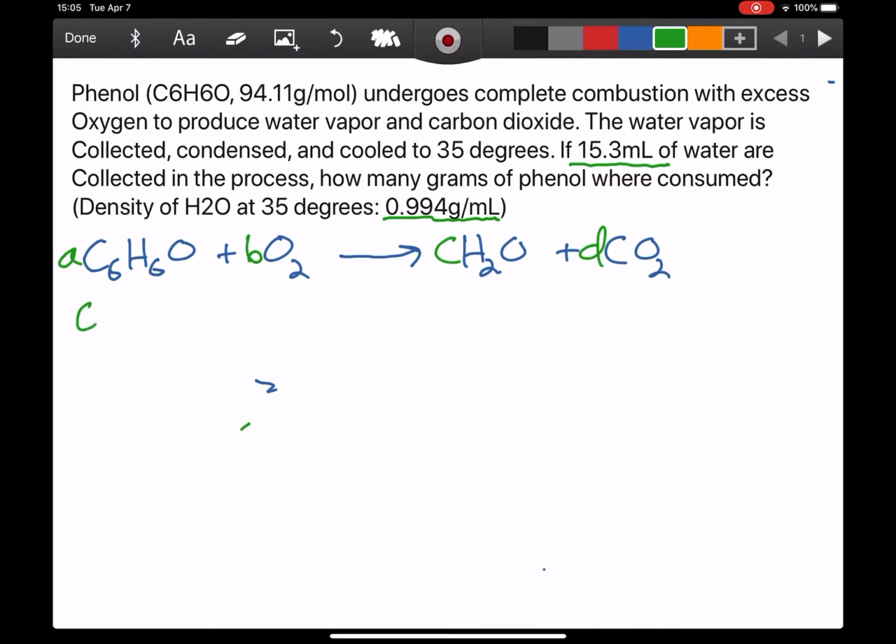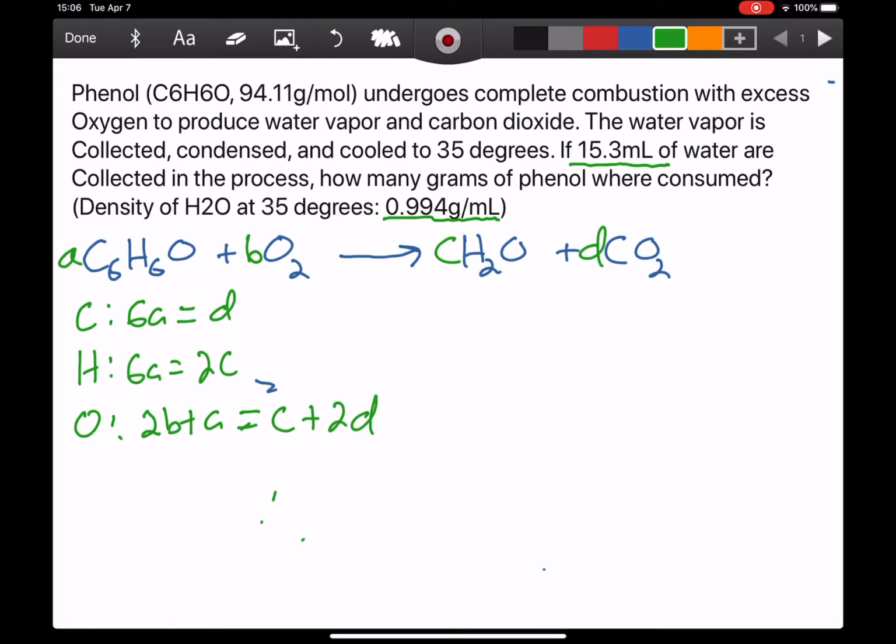So if I was going to write an algebraic expression for carbon, it would be 6A is equal to D. To do one for hydrogen, it would be 6A is equal to 2C. And for oxygen, it would be 2B plus A is equal to C plus 2D.